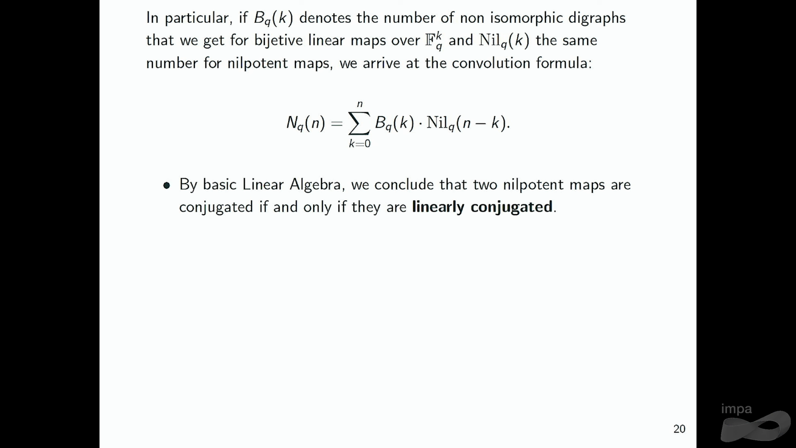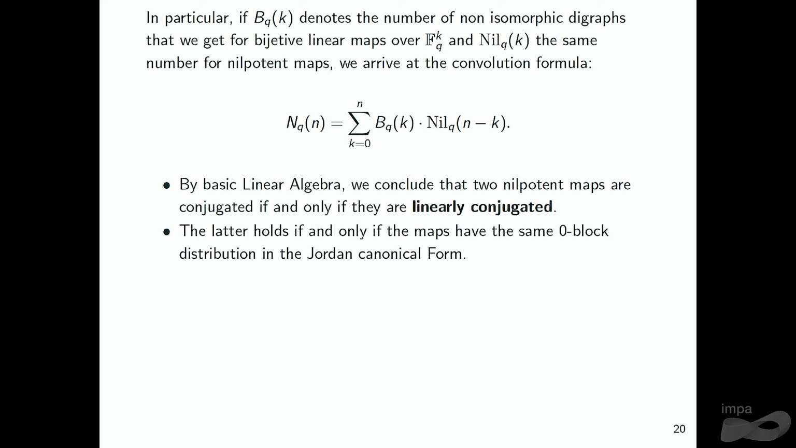And actually, in the case of nilpotent maps, so now I'll just try to estimate Nil_q and B_q, right? Bijective and nilpotent maps. And it turns out that nilpotent maps will be conjugated if and only if they are linearly conjugated, right? So their conjugacy classes, let's say, don't change actually. And for nilpotent maps, they will be conjugated if and only if they have the same block distribution when we consider the eigenvalue 0.